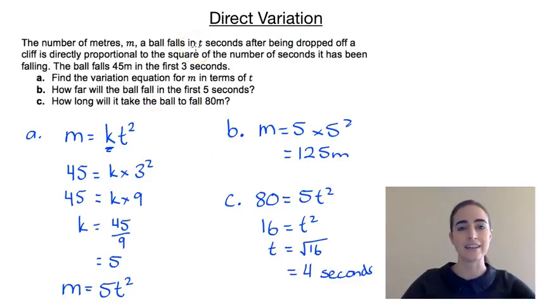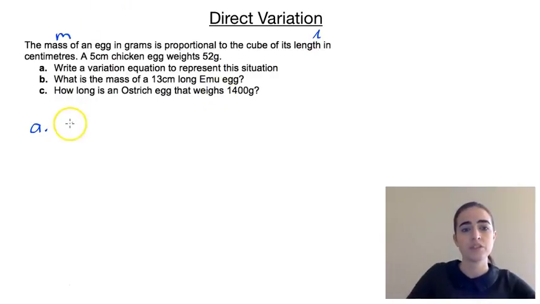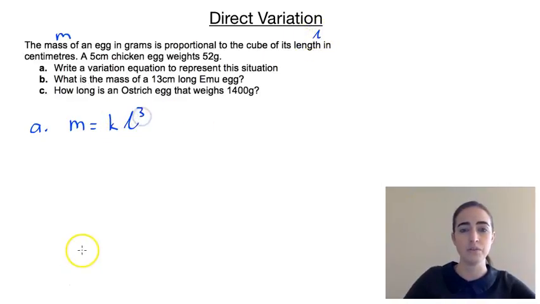Right, let's have a look at a second example. This example says the mass of an egg in grams is directly proportional to the cube of its length in centimeters. And then it tells us that a 5 centimeter chicken egg weighs 52 grams. The first part of our question, again, is to write a variation equation. Now this time we weren't given letters, so we can just pick them. So let's go m for mass, and how about L for length? But you can pick whatever you want. So we know that the mass is directly proportional to the cube of the egg's length. So it's going to be m equals kL cubed.